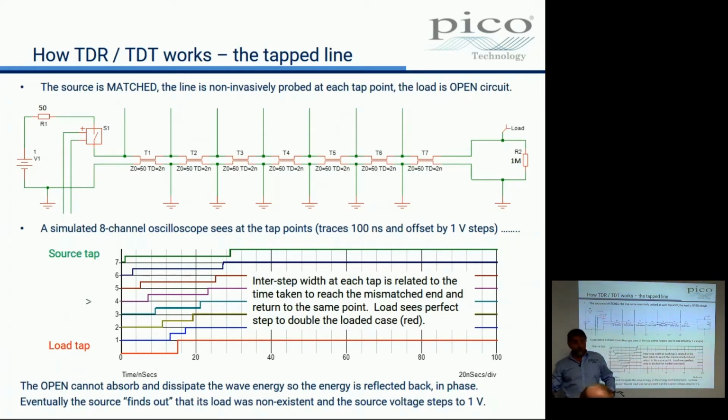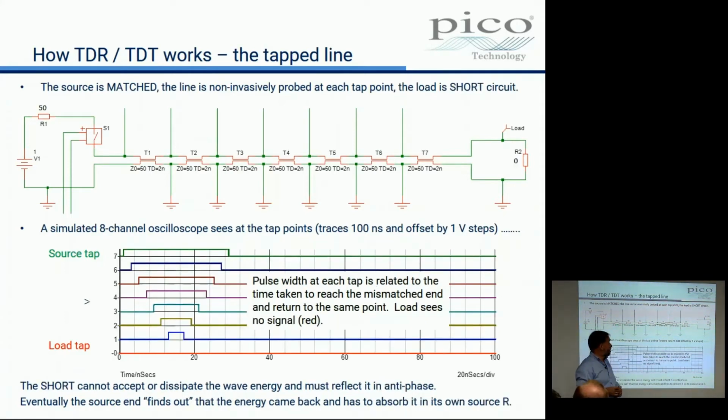Let's see what happens when we put a short circuit on the end. This is what happens. Half a volt, half a volt, half a volt, all the way to the end. But at the end, the short circuit can't absorb the energy. We can't have voltage across a short circuit. So what has to happen is the edge has to go back in antiphase, and we get no volts as a result of that at the short at the end.